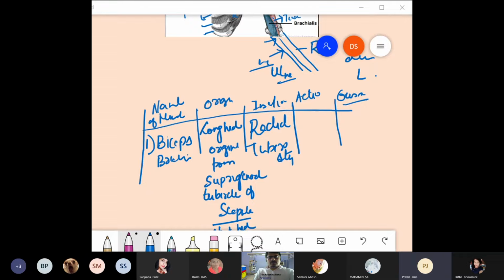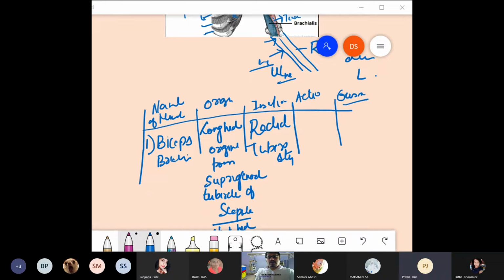Yes, sir. So what I'm going to do is show you both the radial tuberosity and the ulnar tuberosity at the same time, because I have just completed giving you the origin and insertion of the biceps brachii. Soon I am going to start the origin and insertion of the Coracobrachialis, and in the insertion description of the Coracobrachialis, obviously I will have to mention the word ulnar tuberosity as well.